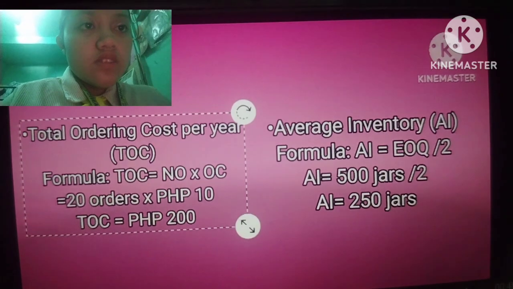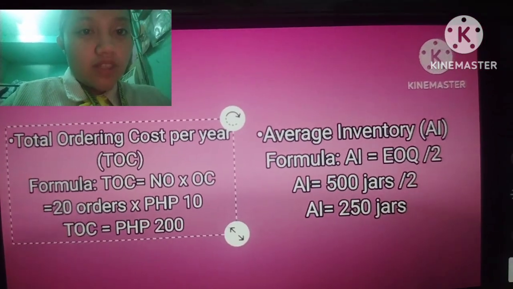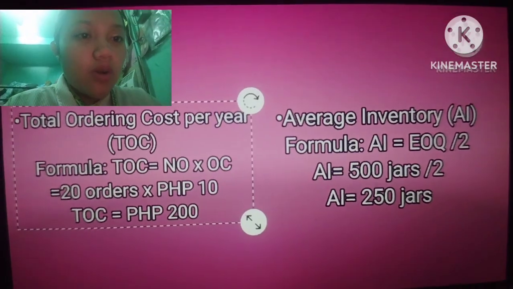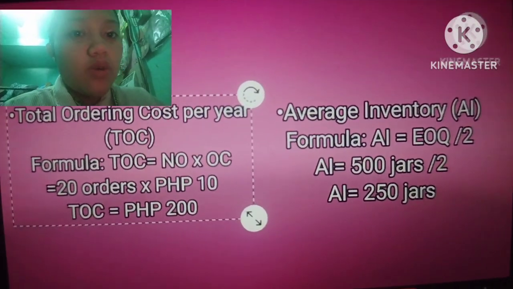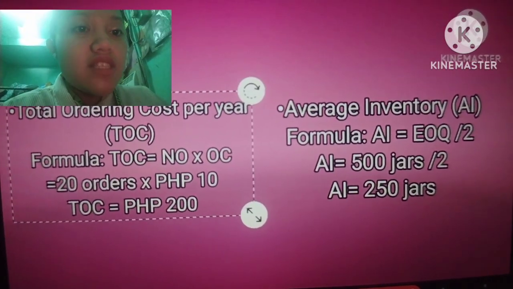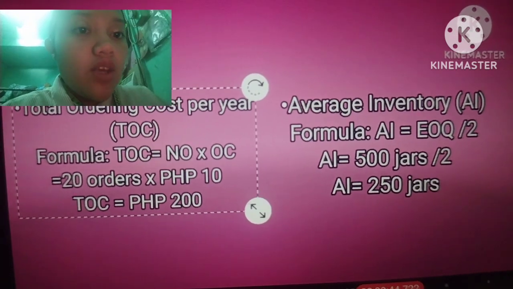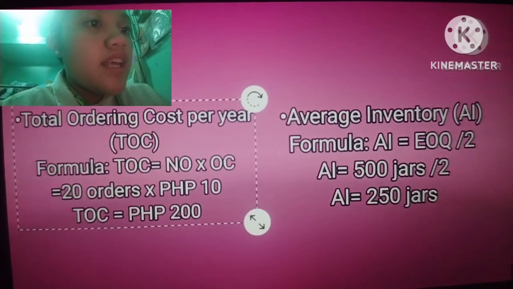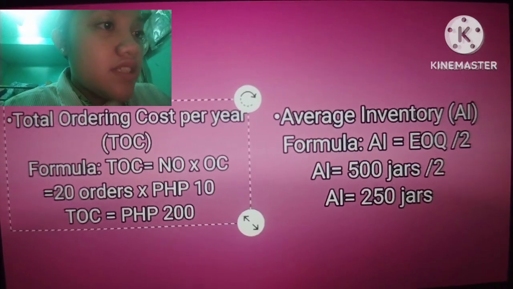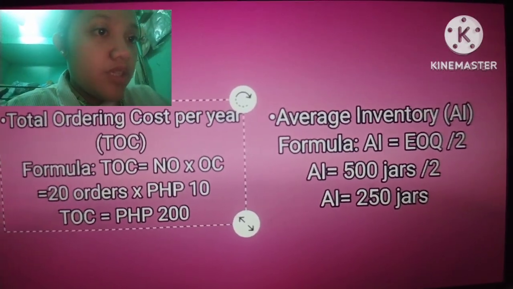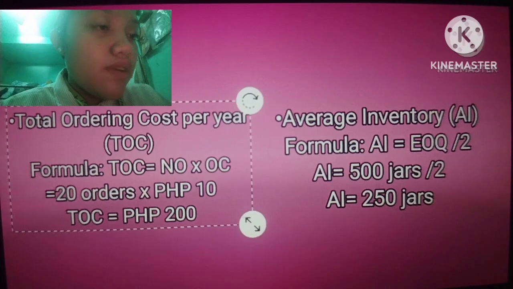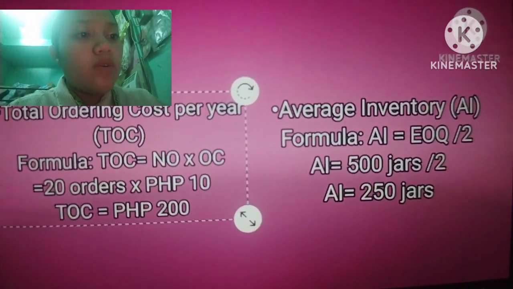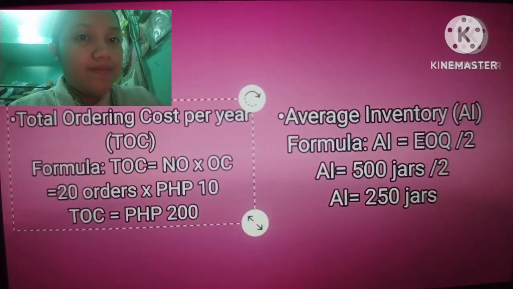So the TOC formula is TOC equals NO times OC, so equals 20 orders times 10. The TOC is 200. And the EI formula is EI equals EOQ divided by 2. EI equals 500 jars divided by 2. The EI is equal to 250 jars.